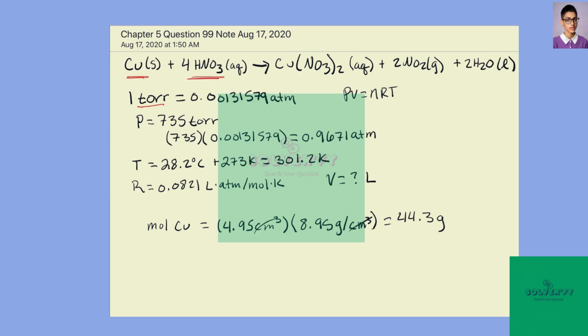44.3 grams of copper. To get the moles of copper, we just take 44.3 grams and we divide it by the molecular mass, which is 63.546 grams per mole. And this gives us 0.6985 moles of copper.